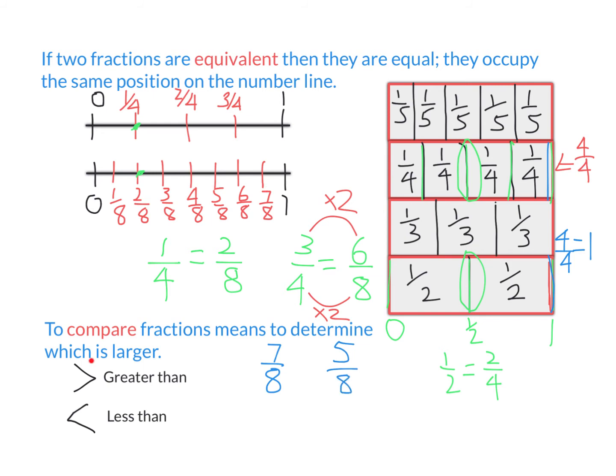Now, when you're deciding which of these symbols to use, view this like a crocodile's mouth. The crocodile eats the bigger number. So 7/8 is the bigger number, so we draw the crocodile's mouth here.